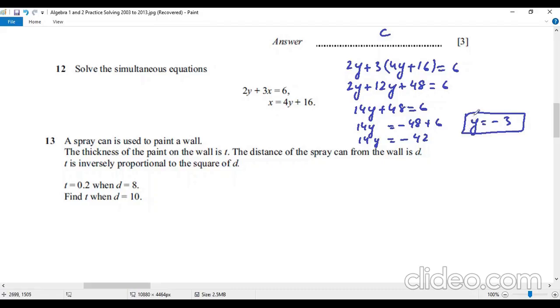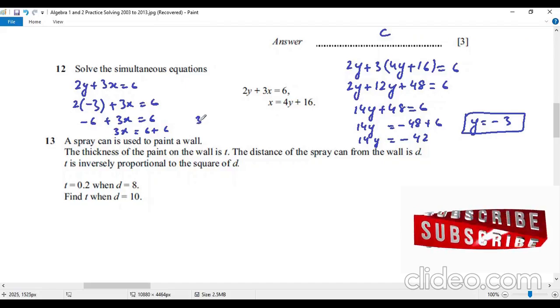Now plugging in the value of y in here, any value I want, I can use 2y plus 3x equals 6. The value of y we know very well. It is minus 3, plus 3x equals 6. This gives us negative 6 plus 3x equals 6. So 3x equals 6 plus 6. That means 3x equals 12. So x will be equal to 4.